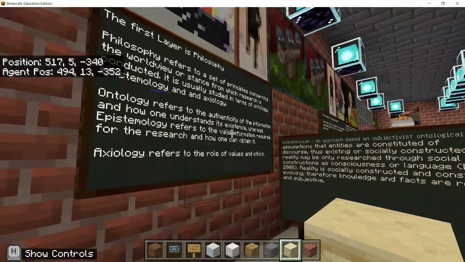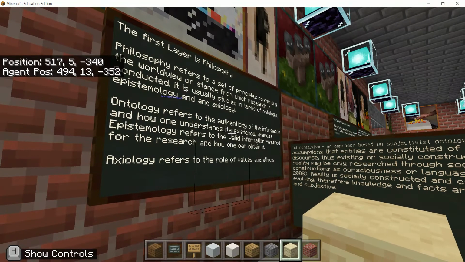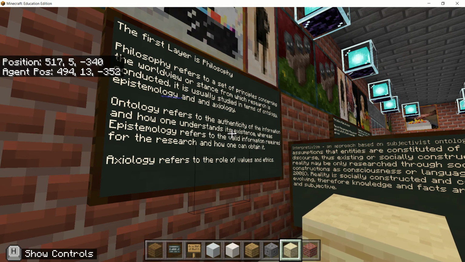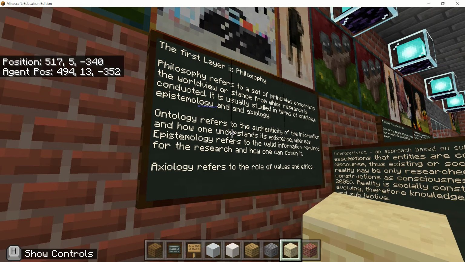So the next board here talks about the first layer, which is philosophy. Philosophy refers to a set of principles concerning the world view or stance from which research is conducted. It is usually studied in terms of ontology, epistemology, and axiology.